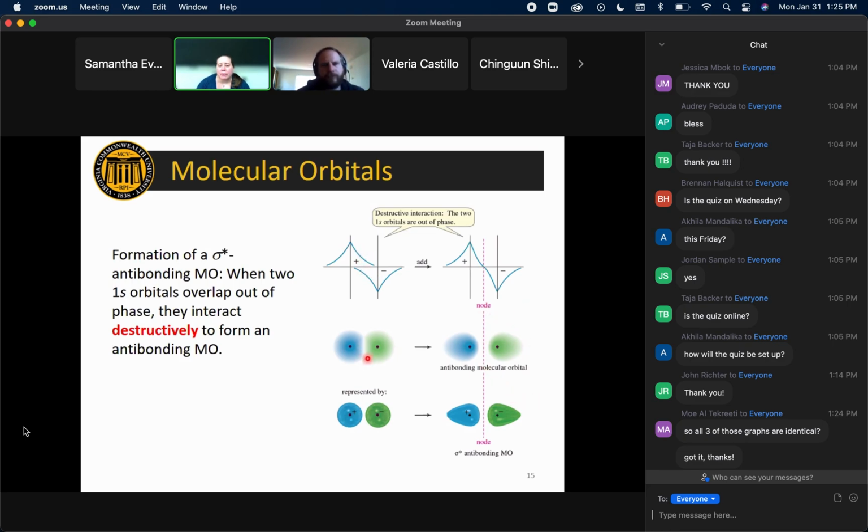And so what you end up getting looks like this, and this is the sigma star antibonding molecular orbital. You can see we've created a node between the two nuclei, and the orbital shape is leaning out away from the internuclear space. That should make sense if you look at it mathematically up here or intuitively down here.